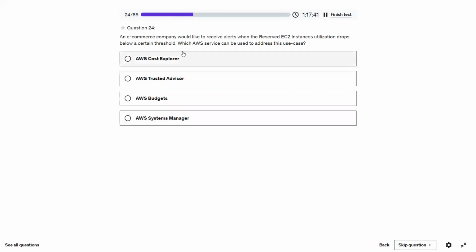Okay, next question. An e-commerce company would like to receive alerts when the reserved instance utilization drops. How will you send that alert? You can create a budget. A budget is not just for cost alerts, but you can send many other alerts, like when a threshold is reached. All these kinds of alerts you can send. But if you read the other options, Cost Explorer is just to review your cost, Trusted Advisor will give you recommendations, Systems Manager is also wrong. So only Budgets is left.